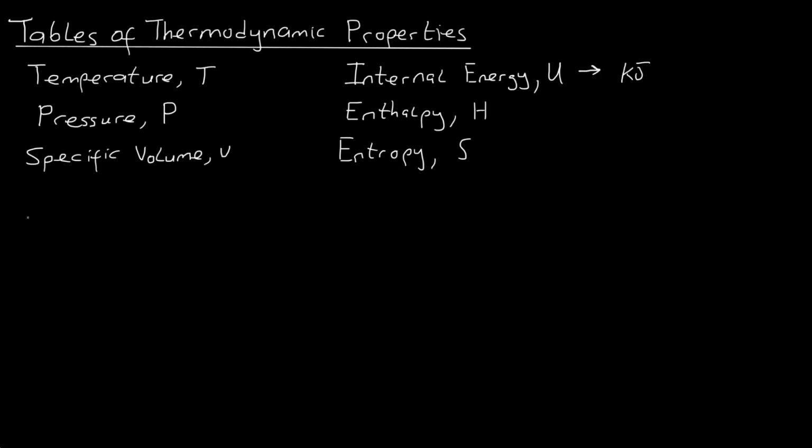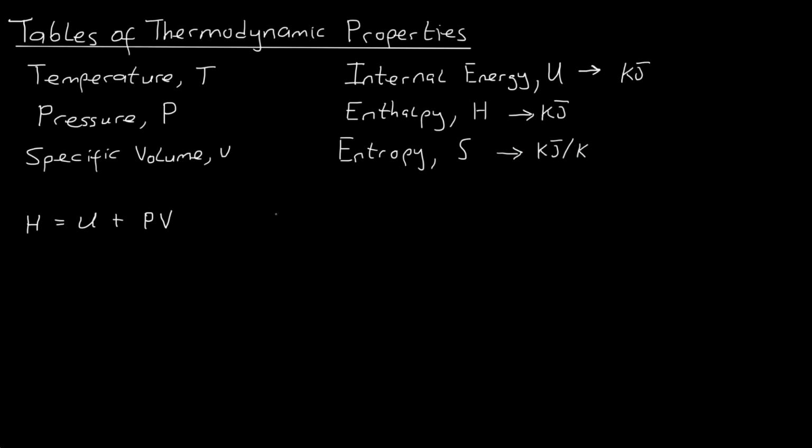Enthalpy is a property which is the sum of the internal energy and the product of pressure and volume. It is also measured in kilojoules. The final property, entropy, is a property associated with the second law of thermodynamics. Entropy is measured in kilojoules per Kelvin.